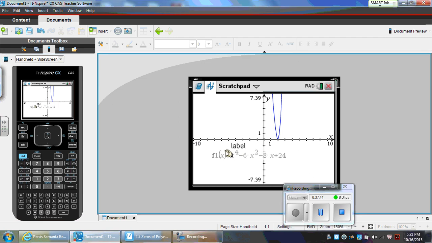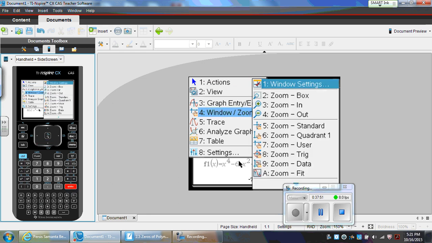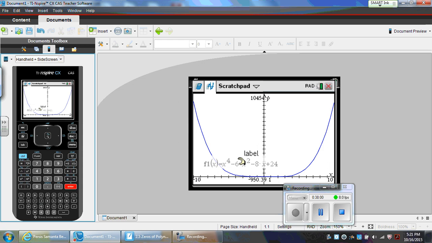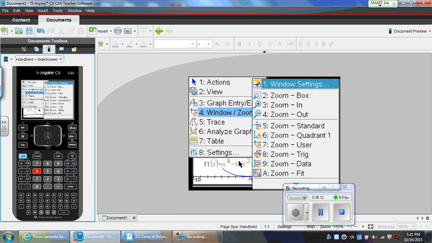and you can't really get a good picture from it, so I'm going to do something called zoom fit. So you go to menu, window zoom, and then we will select option A. And so that is the polynomial. Now that is a little useless to me right now because I'm trying to find rational zeros. So I'm going to go back to the standard view. So menu, window zoom, and then standard view, which is number 5.